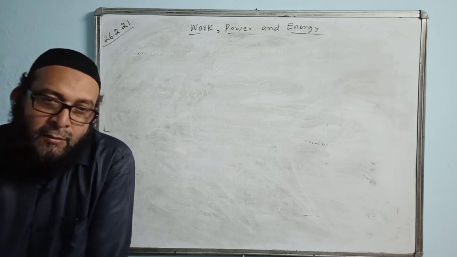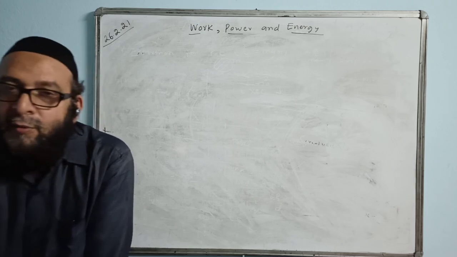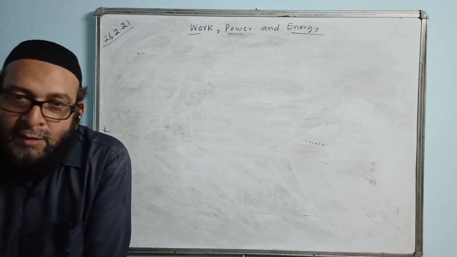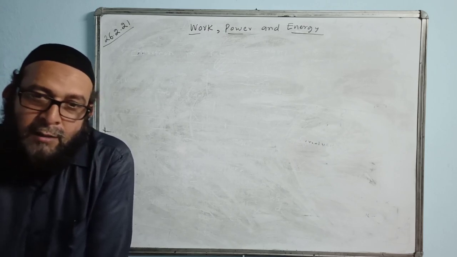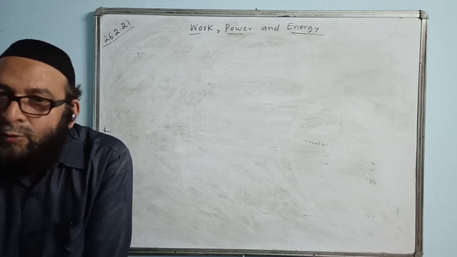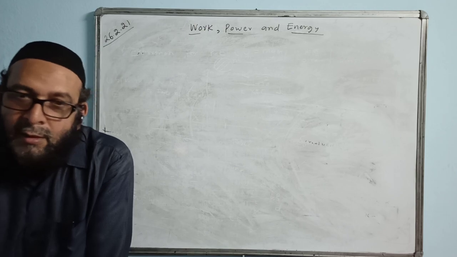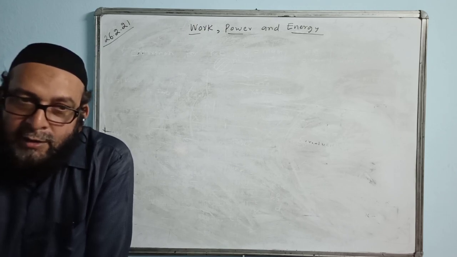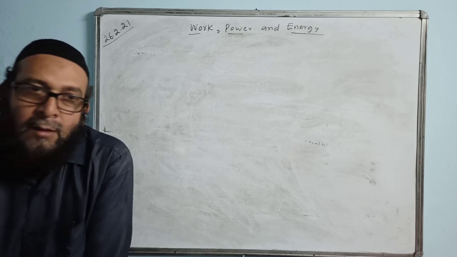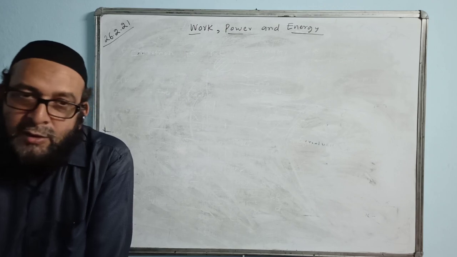In photosynthesis, what energy conversion takes place? Photosynthesis, light to chemical, and chemical to light. What can be the example? Chemical to light, a burning candle. No, battery is chemical to electrical. Burning candle, we have chemical energy changing to light energy.